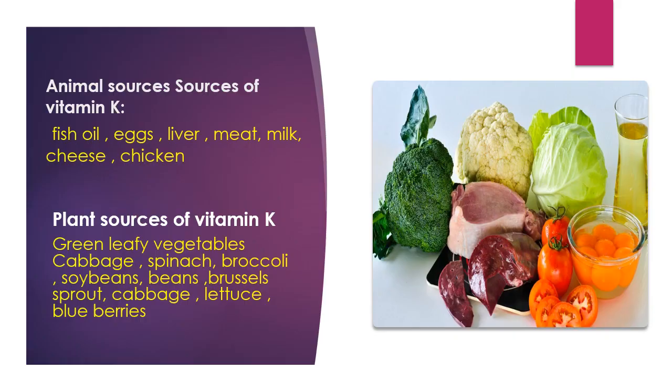Look at the sources of vitamin K. Fish oil, eggs, liver, meat, milk, cheese and chicken are the animal sources. Similarly, green leafy vegetables, cabbage, spinach, broccoli, soybean, bean, Brussels sprouts, lettuce, blueberries are the plant sources of vitamin K.